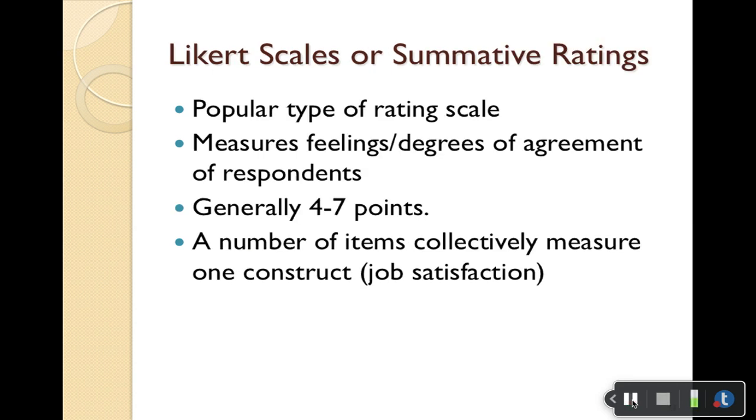Now, there are a number of ways of constructing scales and doing surveys or questionnaire research. One of the most popular is the Likert scale or summative ratings. So again, we're looking at measuring things we can't see. So things like feelings or degrees of agreement or disagreement among our survey participants. These scales generally range from about 4 to 7 points, and there are tons of articles that debate what the optimal scale length is, how many anchors you should use. And the idea is that a number of items are going to collectively measure one construct like job satisfaction.